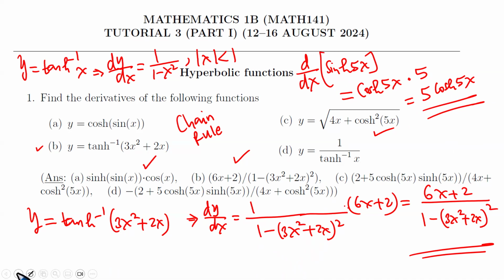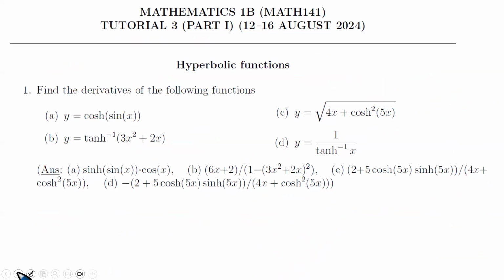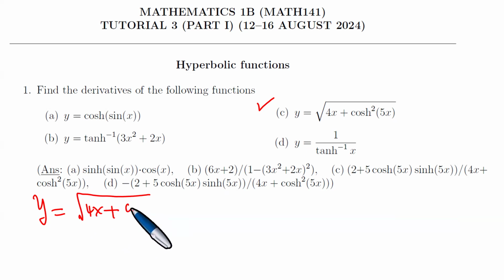The next question. Right, so the next question is part C. I'm glad you're trying to reason this out. It's wonderful because learning happens when you try to engage with the ideas. But now in part C, we have y equals the square root of 4x plus the cosh squared of 5x. Then we attempt to find the derivative.